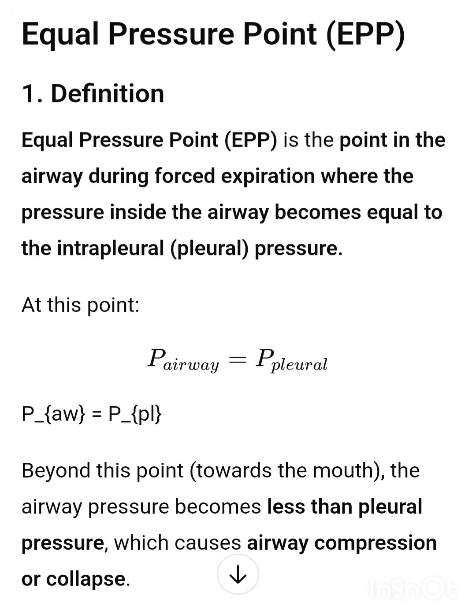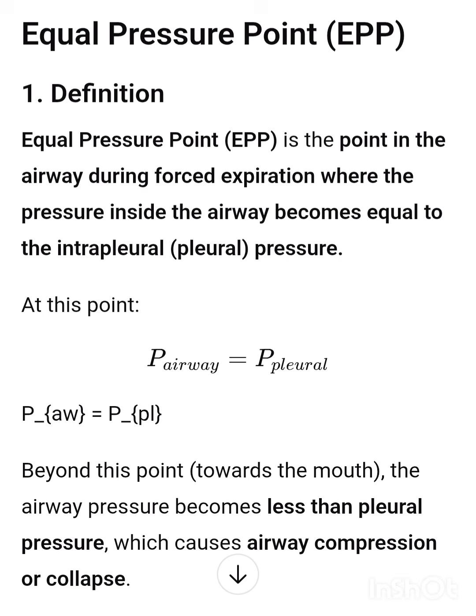Hello, everyone. Today, let's understand an important concept in respiratory physiology called the equal pressure point, or EPP. The equal pressure point is the point in the airway where the pressure inside the airway becomes equal to the pressure outside the airway, which is the pleural pressure. P sub AW equals P sub PL.